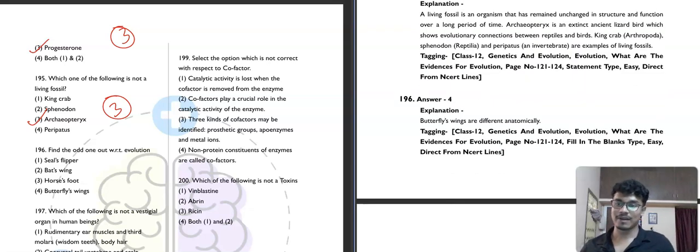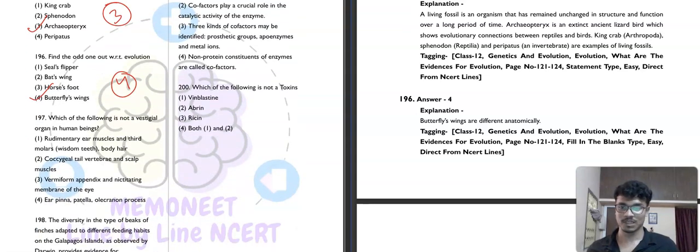It is saying, find the odd one with respect to evolution. Seal's flipper, bat wings, horse foot or butterfly wings. Butterfly wings are different anatomically. So the fourth option will be our correct answer for this question. The rest are all homologous organs; they have different functions but the same structure or origin. Then question number 197.